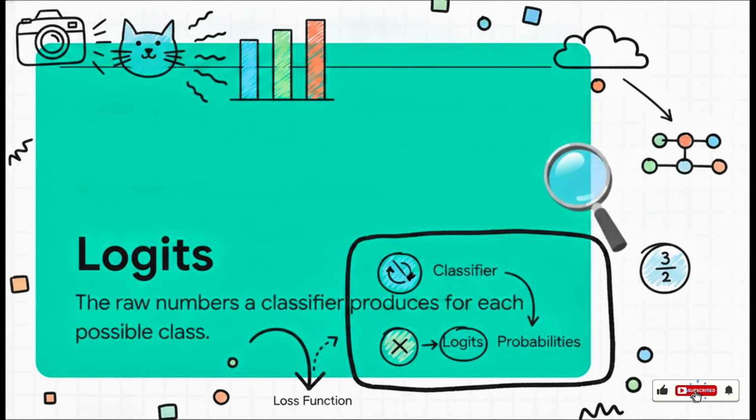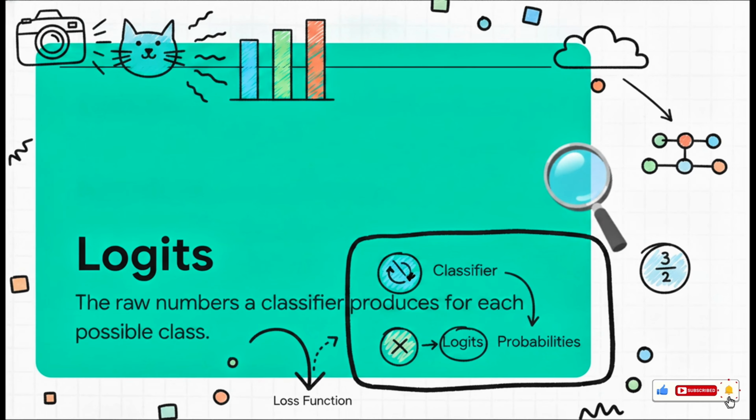Moving from the data flowing in to the predictions flowing out, let's get our terms straight. A classifier produces a set of raw numbers for each image, one for each possible class. We call these logits. Cross-entropy is the loss function that measures the negative log probability of the correct class. Now here is the absolutely crucial detail.